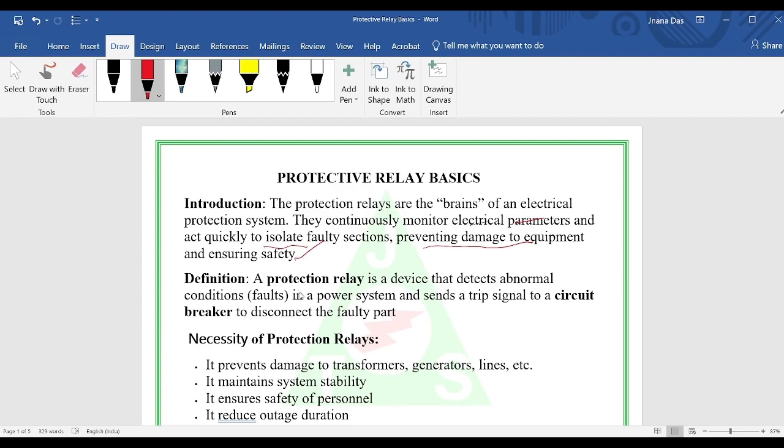What is the definition of a protective relay? The protective relay is a device that detects abnormal conditions or faults in the power system and sends a trip signal to a circuit breaker to disconnect the faulty part. So this is the function of a protective relay.